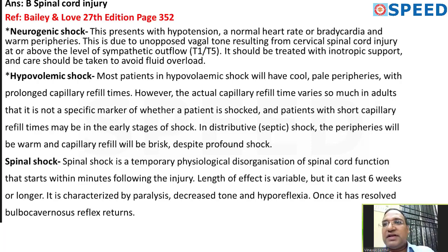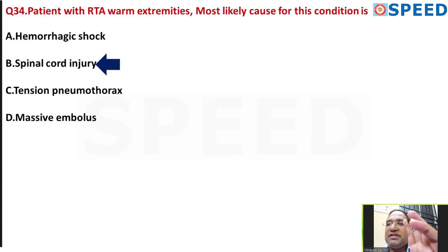Neurogenic shock presents with hypotension with a normal heart rate or bradycardia and warm peripheries. This is due to unopposed vagal tone resulting from a cervical spinal cord injury at or above the level of sympathetic outflow. And it should be treated with inotropic support and care should be taken to avoid fluid overload. Okay. This presents with hypotension, normal heart rate, bradycardia with warm peripheries. The question is warm peripheries. Go back. Comfortable with this answer? Shall I move? Okay. Next slide, please.